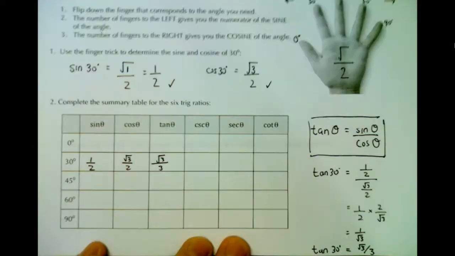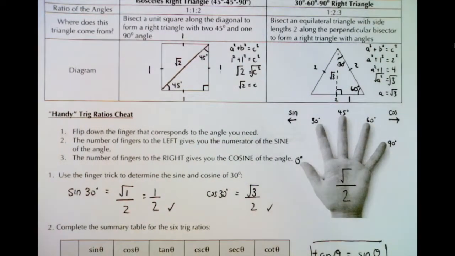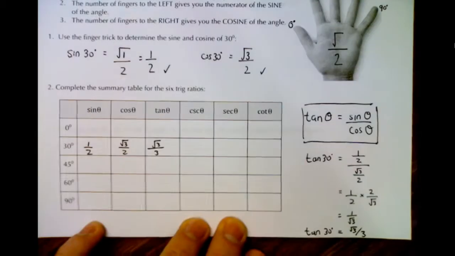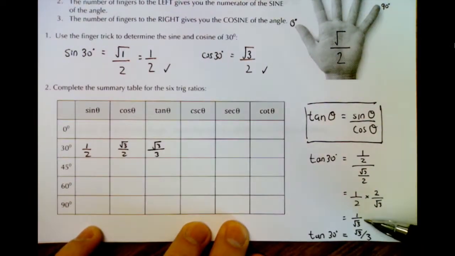If we use the special triangle, tan 30 would be opposite 1 over adjacent root 3, 1 over root 3, which is exactly what we got from dividing sine and cos. We just need to rationalize the denominator.